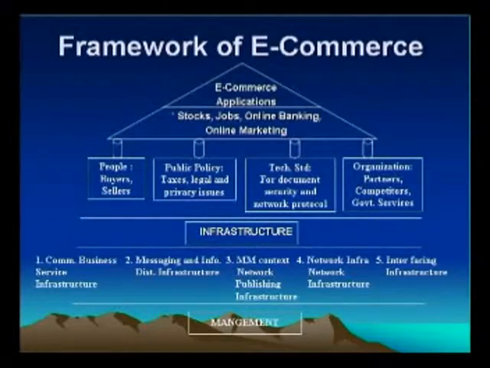And second, what are the various infrastructures we are going to use in this type of modern business methodology? Say for example, the first one, the people. People means, say for example, the buyer and the seller. Second one, what are the various public policy issues which you are going to use in this modern business methodology? Public policy issues means taxes, legal issues and privacy issues.